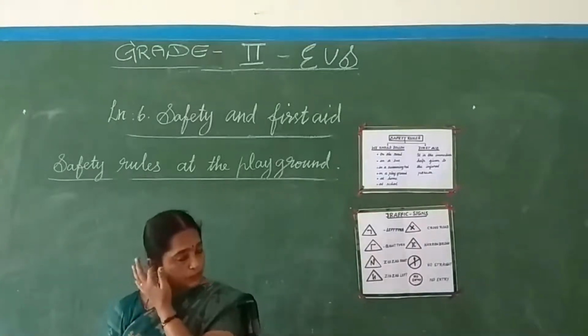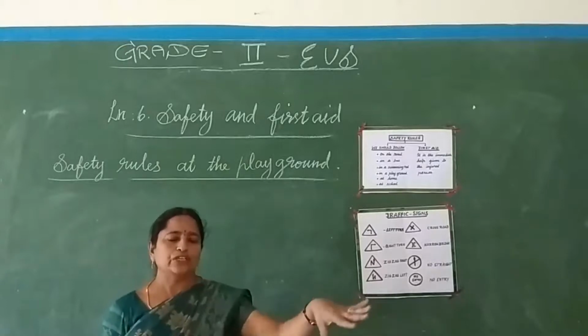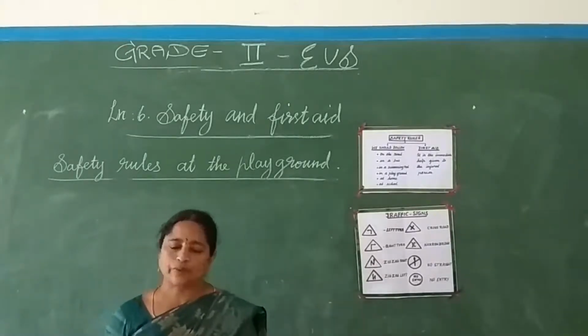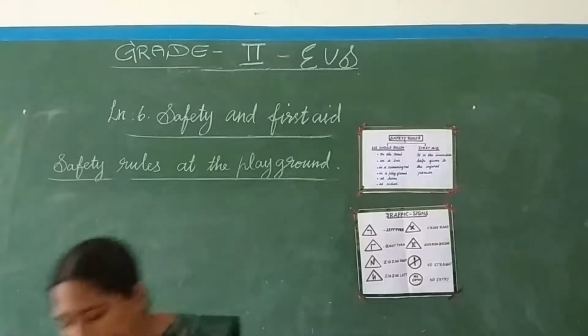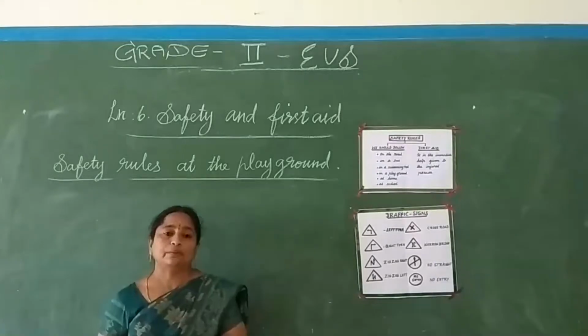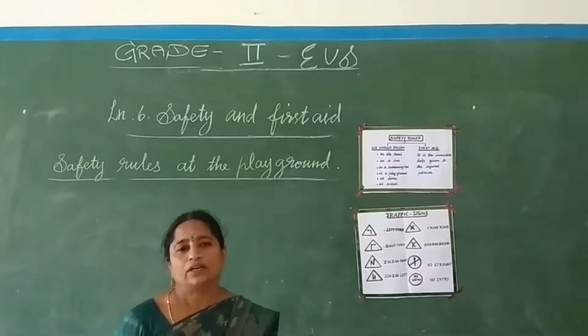Next one. Do not stand or walk behind the moving swing, or do not stand in front of the moving swing or slide. Then do not play roughly. Do not play roughly. Next one. Do not fall near boulders. Stay in the area.